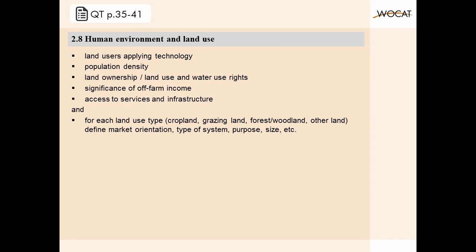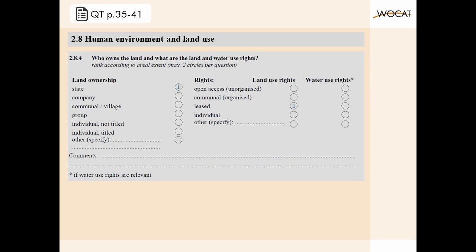In section 2.8, the human socio-economic conditions where the SLM technology is applied are collected. This includes questions about land users applying the technology, population density, land ownership, land use and water use rights, significance of off-farm income, access to services and infrastructure. And for each land use type on which the technology is applied, market orientation, type of system, purpose, land size, and so on are assessed. Most of these questions demand a ranking.